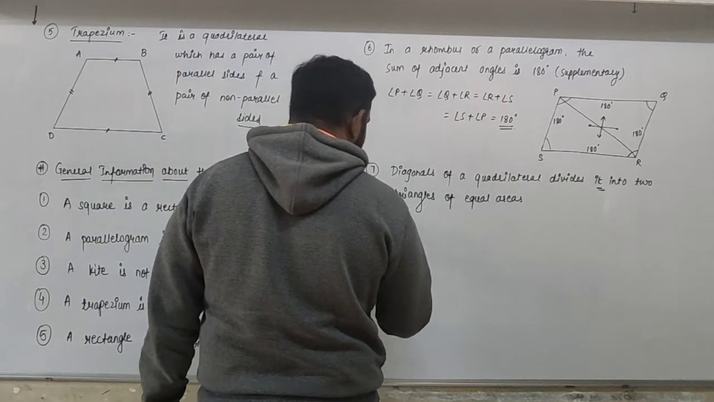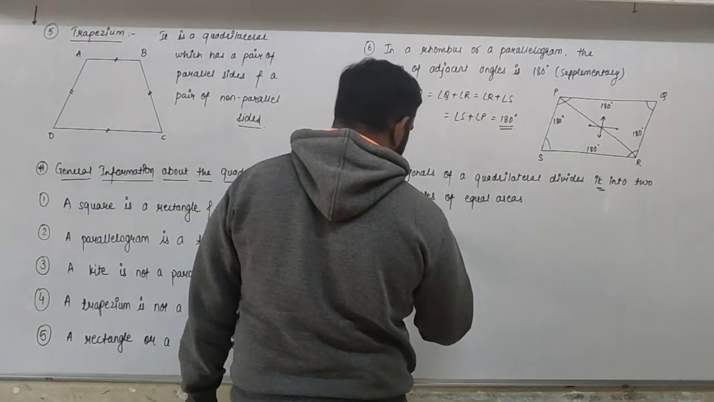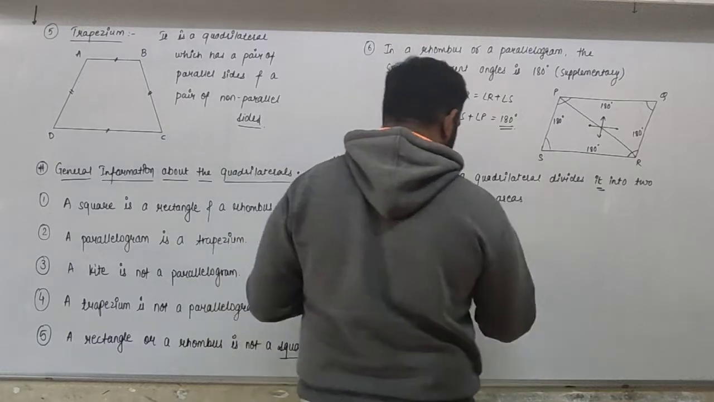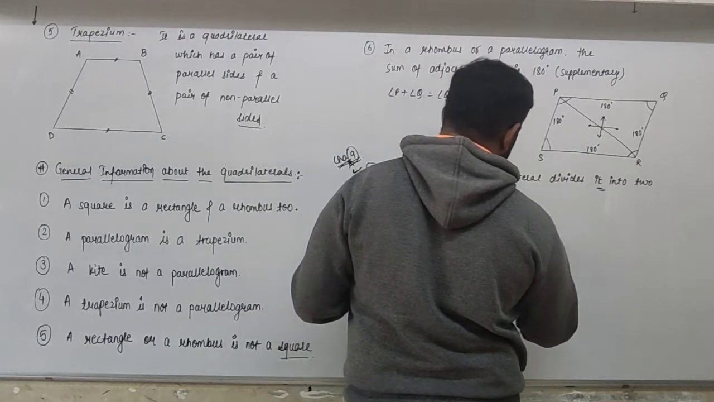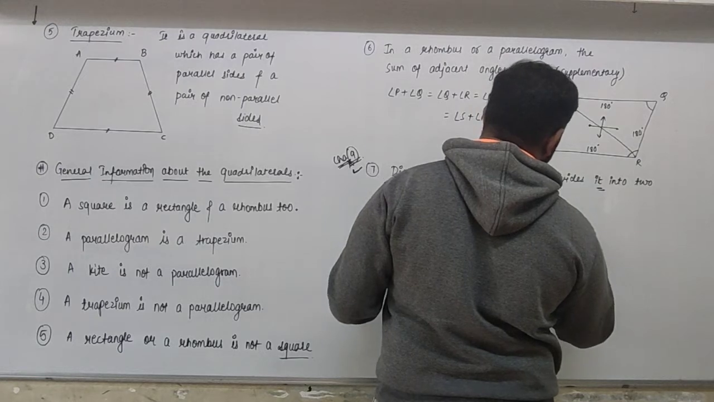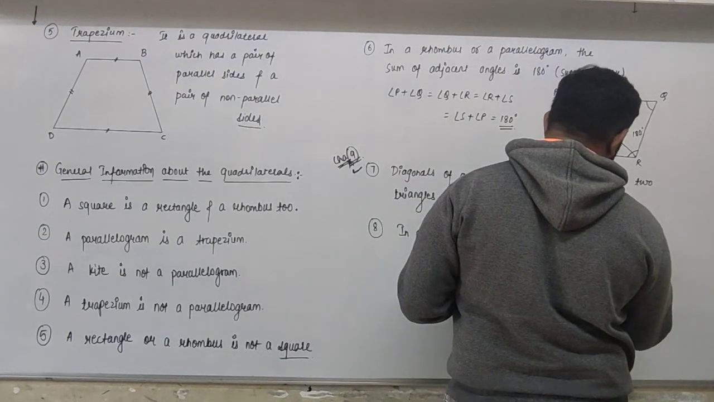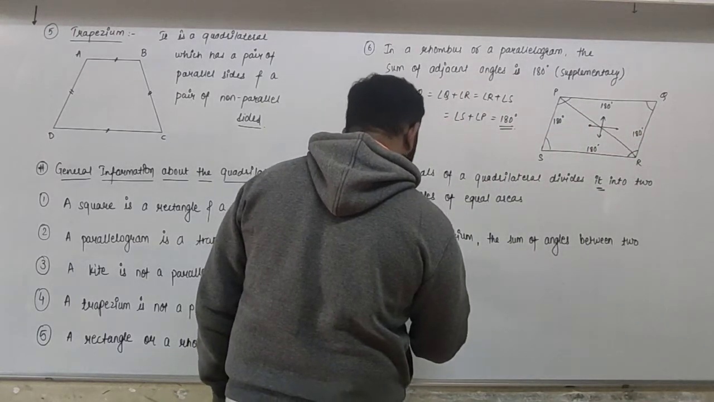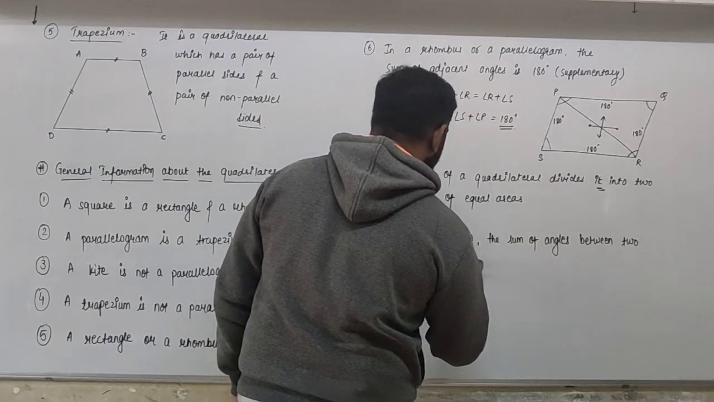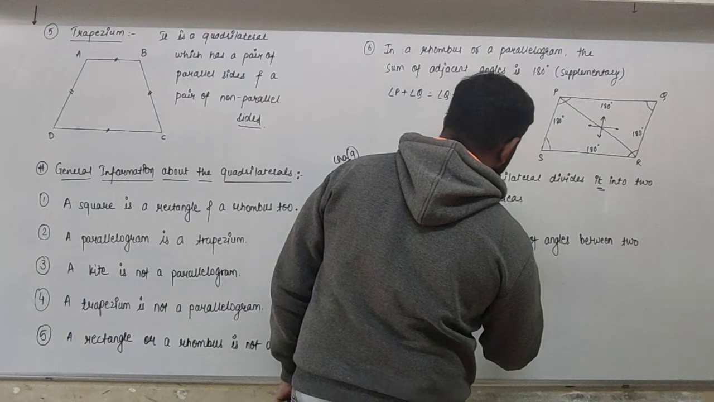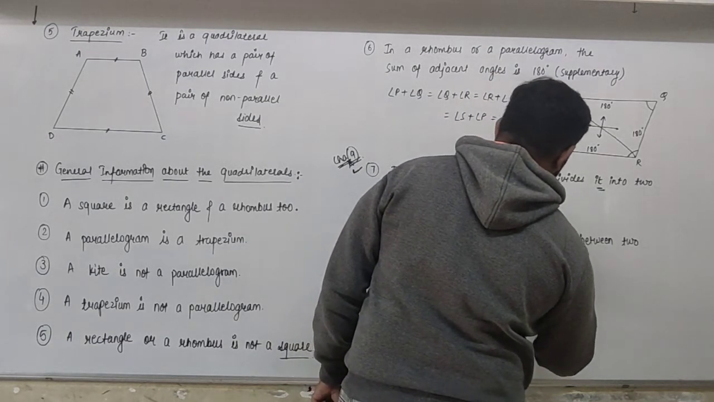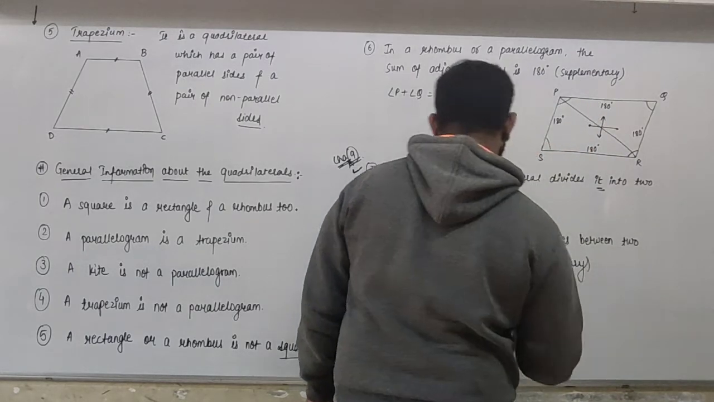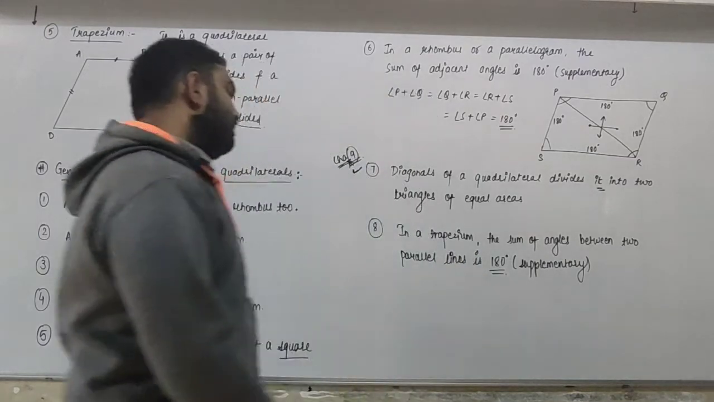And mostly the last point is in a trapezium, the sum of angles between two parallel lines is 180 degree or supplementary. The sum of the angles between two parallel lines.